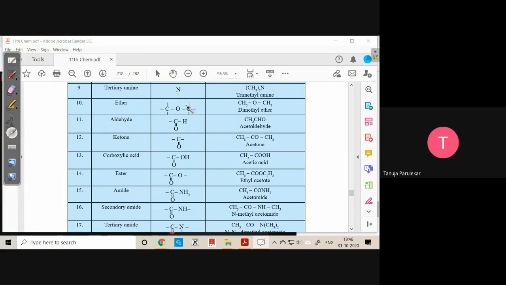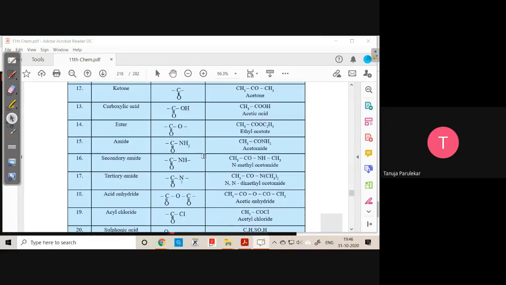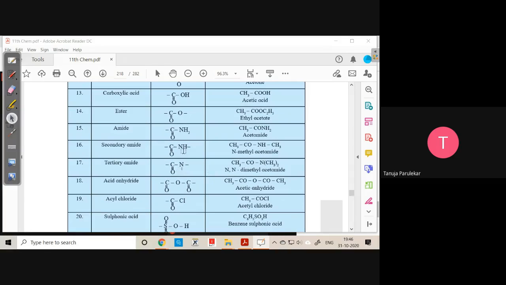If you remove this O and put NH2, which was seen in amines, you get amides. Just like primary amine and secondary amine, you also have secondary amide and tertiary amide. When nitrogen is attached to two carbon atoms, it is called a tertiary amide, and nitrogen should have a carbonyl group. CONH is a secondary amide.